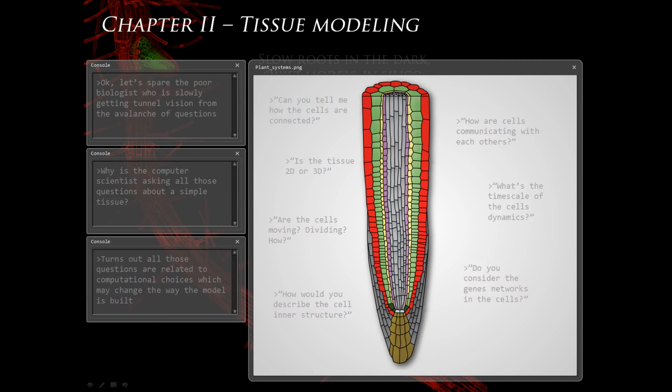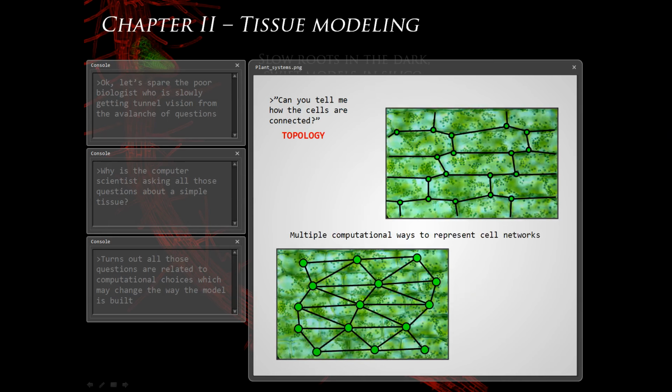First, can you tell me how the cells are connected? It's a matter of topology, which means the description of the relationship between the elements in the system. And there are multiple computational ways to represent a cell network. So you have to make a choice here.